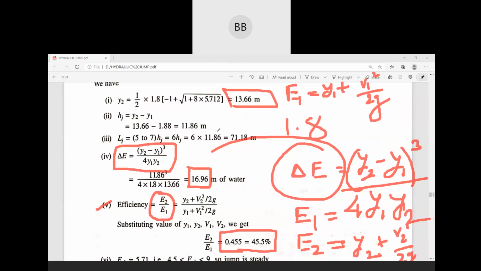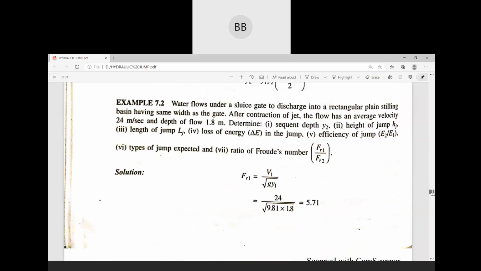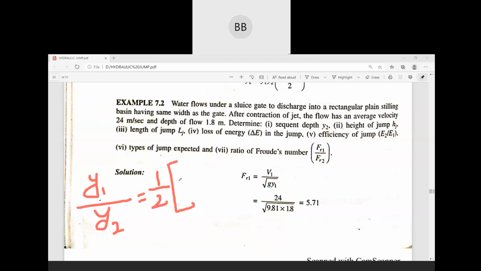V1, the velocity, is already given. V1 value is already given, that is 24. Now if you want to find out the V2 value, you can do one thing. You can use this expression: y2 is equal to y1 by 2 times minus 1 plus root over 1 plus 8 Fr2 square.